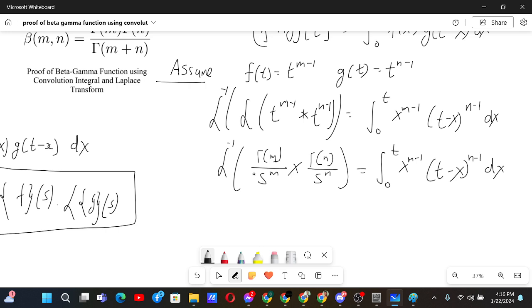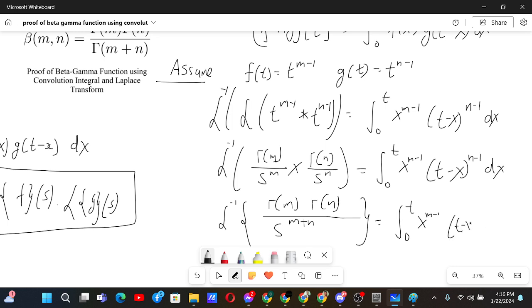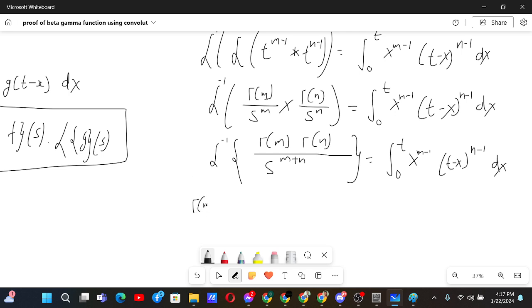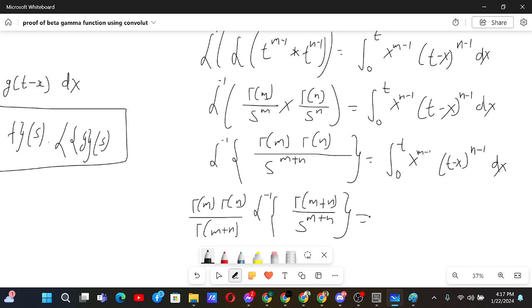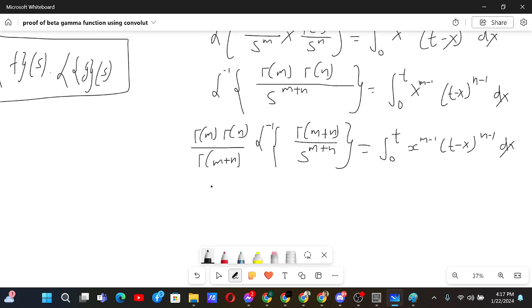Now after this, we can first of all add these two. I don't really mean addition, I mean for the denominator we can add the powers. In the denominator we have s to the power m plus n, and we have the integral from 0 to t of x to the power m minus 1 times t minus x to the power n minus 1 dx. Now we can take gamma m and gamma n out, and introduce gamma m plus n in the denominator, and since it's just a constant, we can also take it inside the Laplace inverse transform, because it makes the standard form where we can take the Laplace inverse transform.